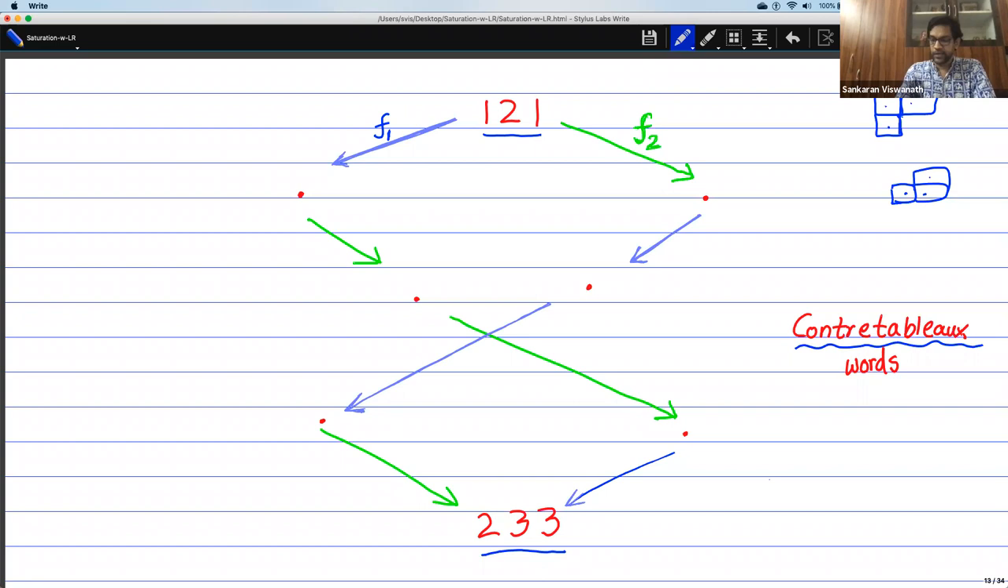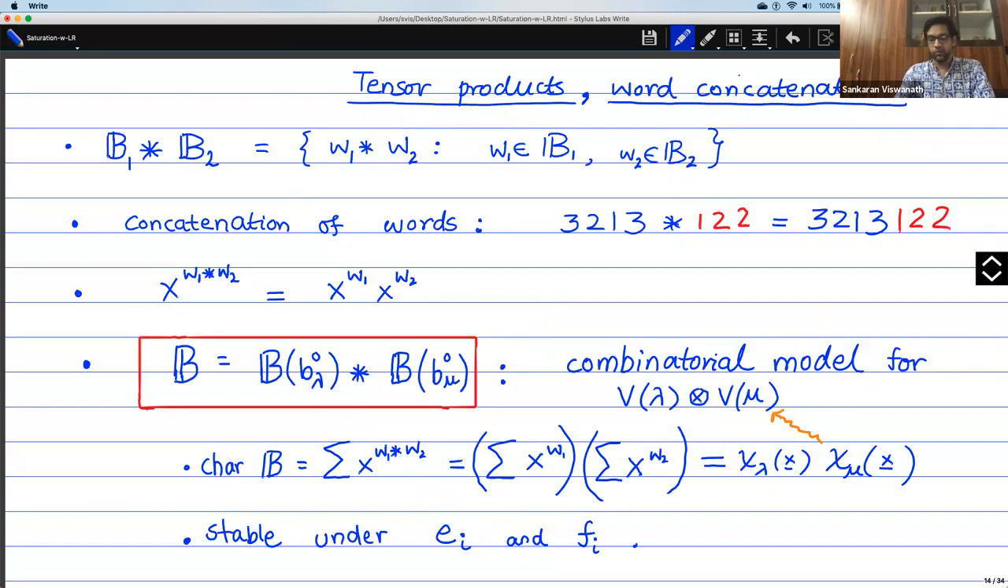So all I want to say is that you can pretty much talk about almost any word model. All you need is, for the starting point, you just need this highest weight guy. And from that, you can just keep applying F's, and what you get will certainly be a model for that particular representation, for that irreducible representation.